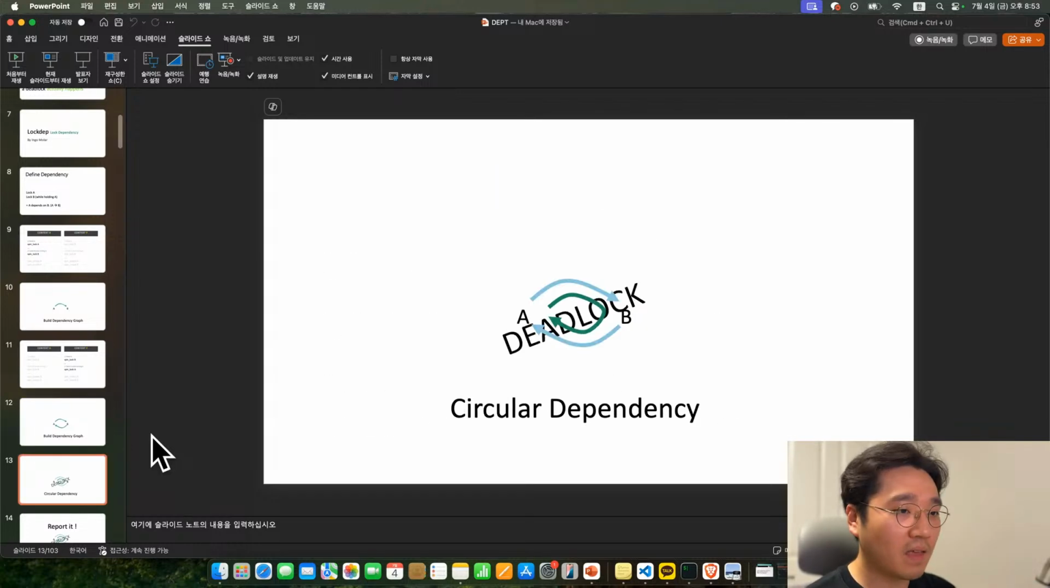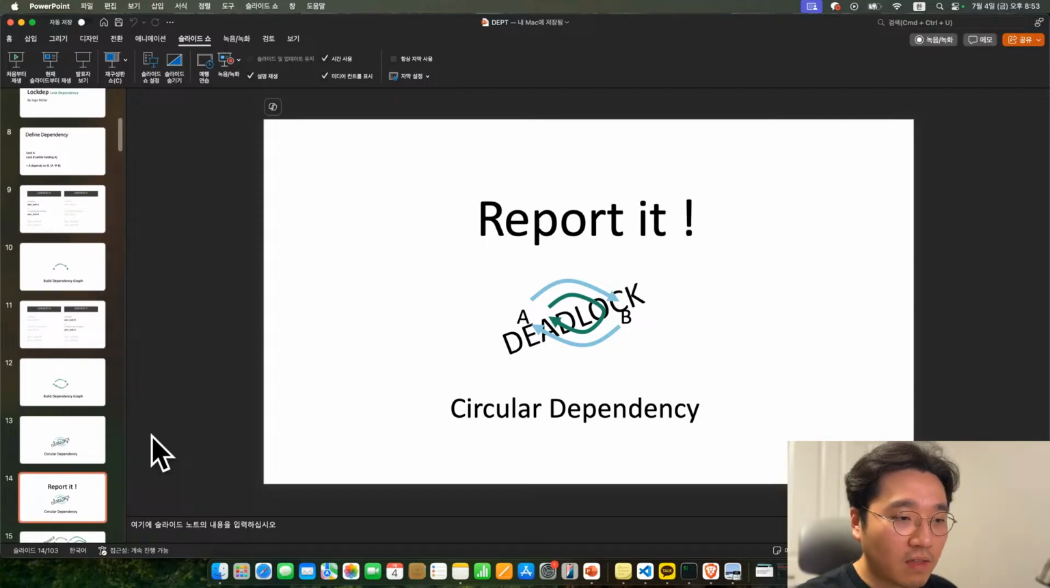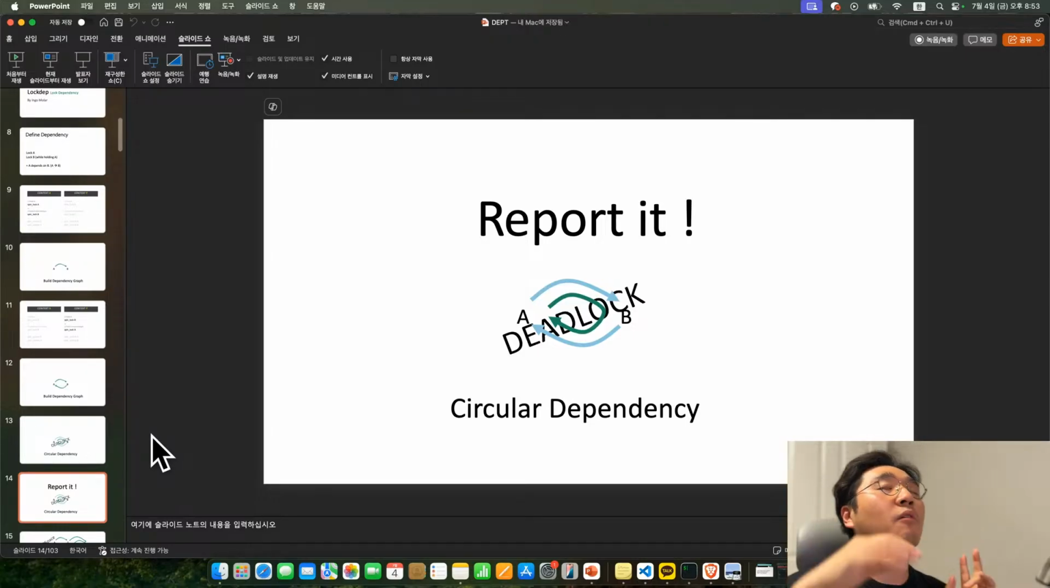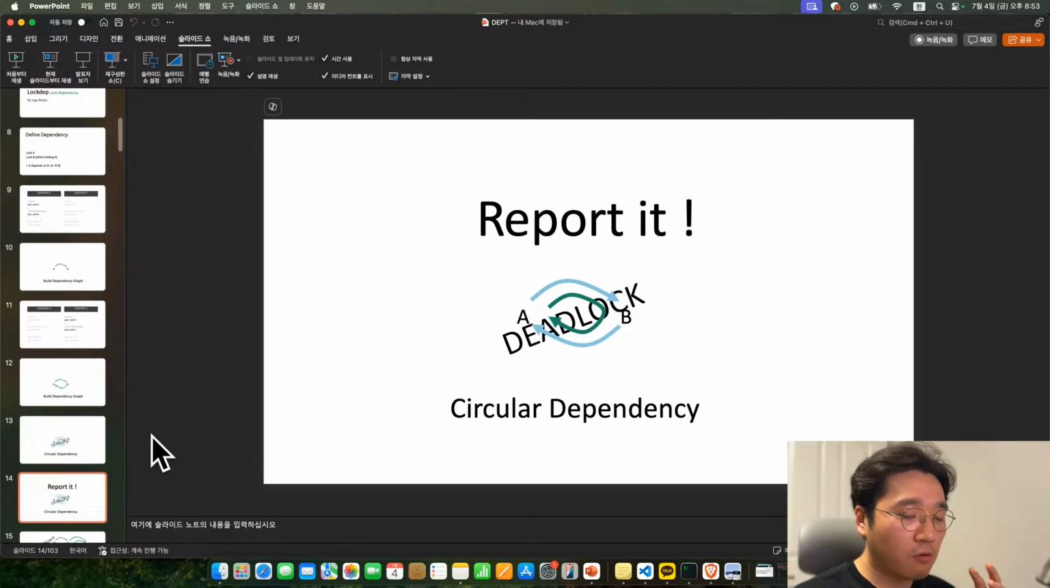So, are you planning to look into the party? No, this session is focused on how Lockdep works, and some broad bird's-eye view of how Lockdep works.